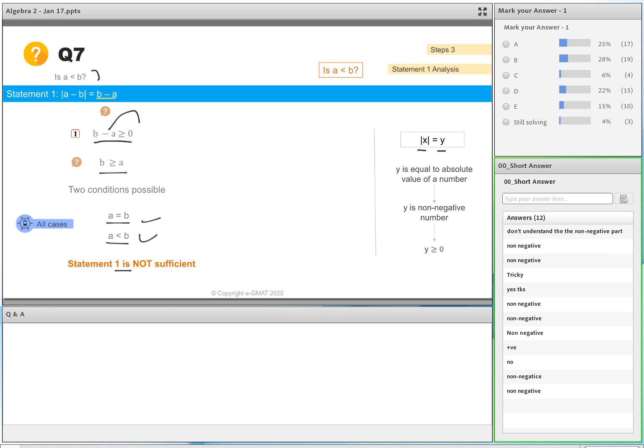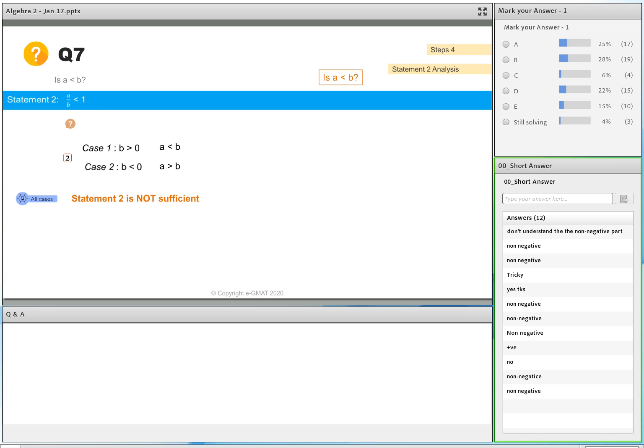All right, so for this question statement 1 is not sufficient. What about the second statement? The second statement tells me that A by B is less than 1. Again, there can be two possible cases. If you multiply with B square, what do you get? You get that the value of A times B is less than 1, right?